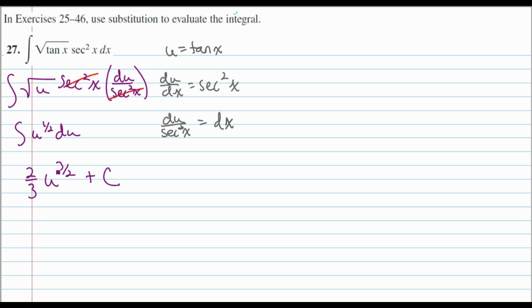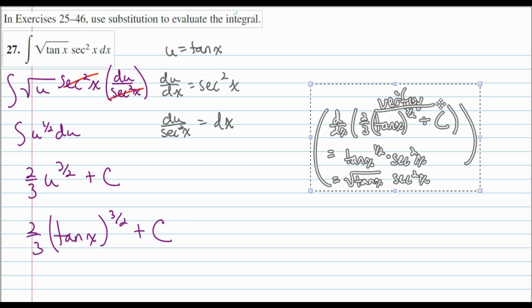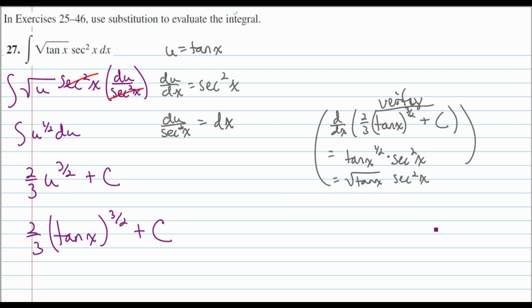Now I need to put the expression back in for u. 2/3 tangent of x to the 3/2, because u was being raised to the 3/2, and then plus c. Again, the problem didn't ask me to do this, but I am going to verify, so I took the derivative, and I did get, using chain rule again, because that's what u substitution undoes, remember? So I did get the integrand when I took the derivative of the integral that I got.